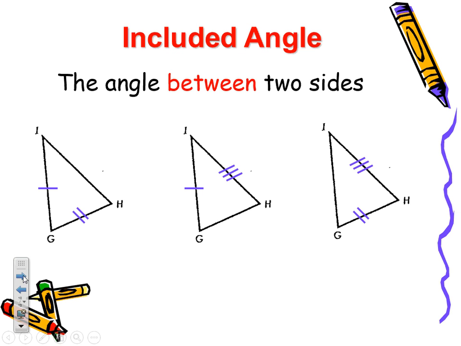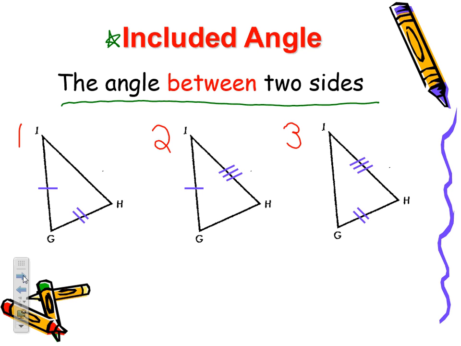Now on this side, the only thing I need you to write down is included angle. It is the angle between 2 sides. Make sure you write that down. Included angle is the angle that is in between 2 sides. So if we look at this first example, the included angle would be angle G, because it's in between the two sides. Example number 2 would be angle I. And example number 3 is going to be angle H, because it has to be between our two sides.